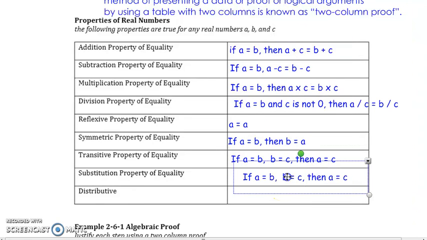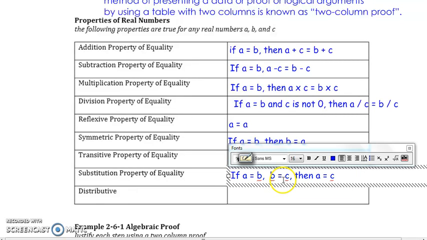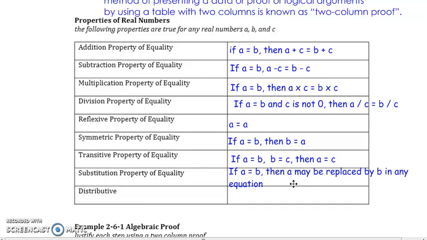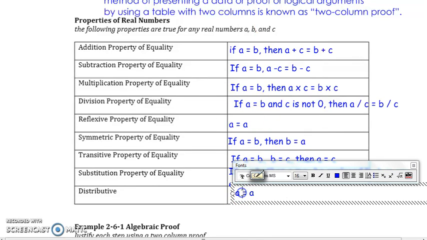Substitution is just like we've seen before, plugging something in for something else. If A equals B, then A may be replaced by B in any equation. So that's substitution. Distributive, again, we've seen that before: A times the quantity B plus C equals A times B plus A times C.